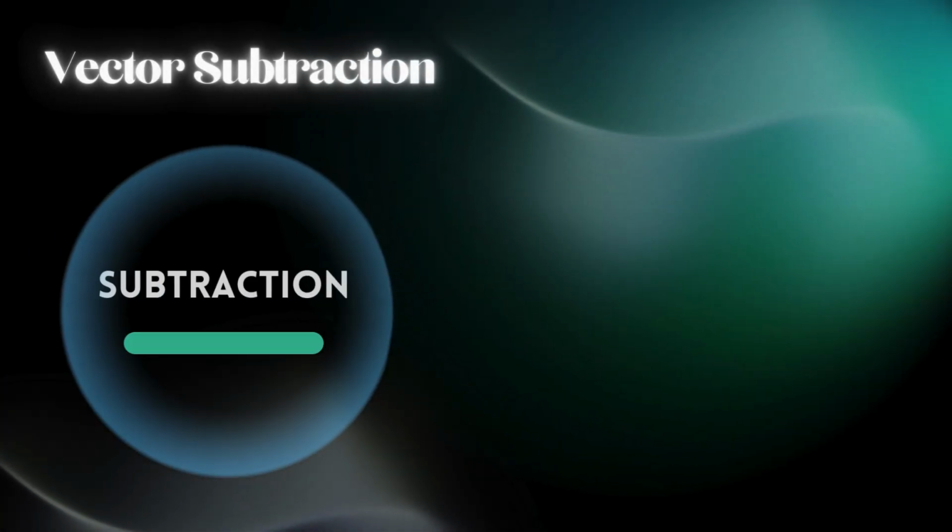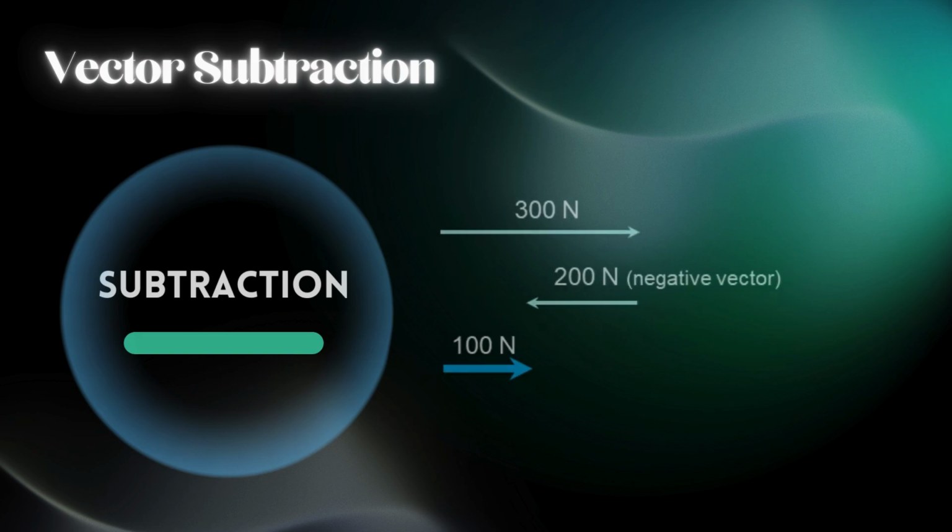Now let's talk about vector subtraction. To subtract a vector, like 300 Newtons subtract 200 Newtons, we reverse the direction of the 200 Newton vector and then add it to 300 Newtons. This is called adding the negative of a vector. So the answer will be 100 Newtons and the line will go to the east.